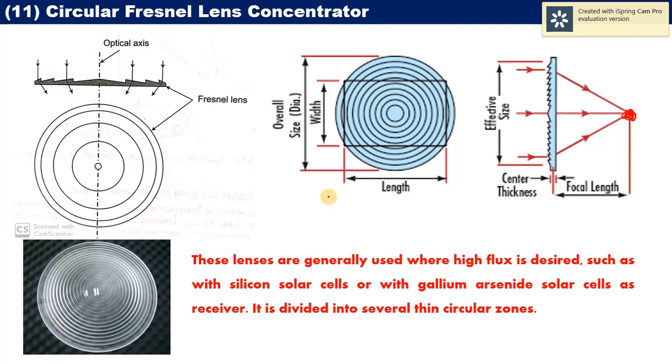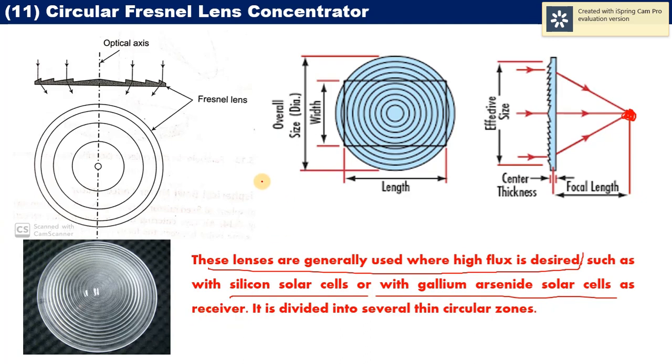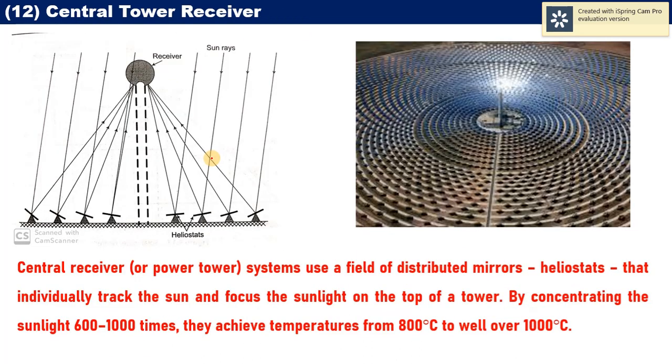These lenses are generally used where high flux is desired, such as with silicon solar cells or gallium arsenide solar cells as the receiver. So the circular Fresnel lens is a point focus with two axis tracking, while the linear Fresnel lens collector is a line focus with one axis tracking. You have to remember the difference between the circular Fresnel lens and the linear Fresnel lens collector. So these are the different types of collector.